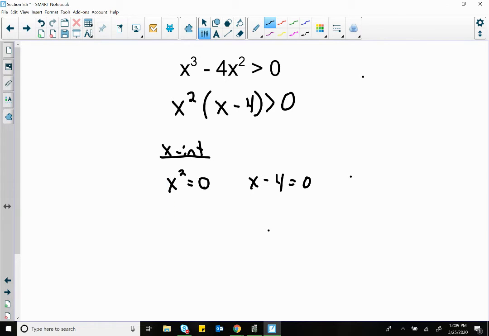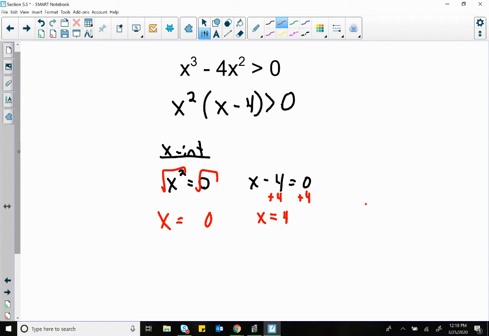So here, for this first guy, you'll take a square root. Technically, it should be plus or minus 0. But because 0 is neither positive nor negative, we just drop it. So x is equal to 0. Over here, x is equal to a positive 4 because you add 4 to both sides.